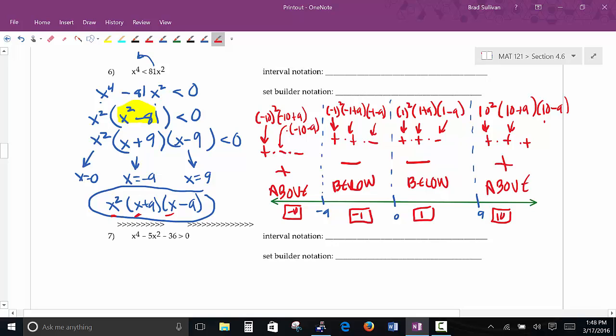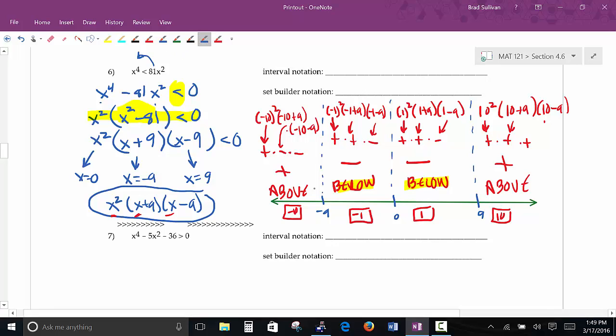Now, we're not going to draw a graph. We don't need to draw a graph. If you look at the problem, now you have to set one side equal to 0. What are we looking for? If it's less than, what am I looking for? Below. Yeah, where it's below. Those are the two places right there. So you name that in interval notation.